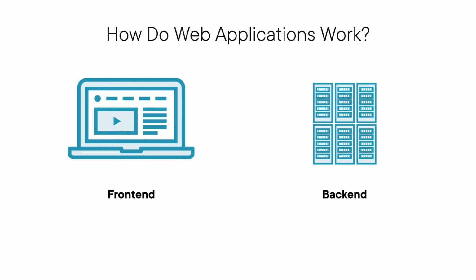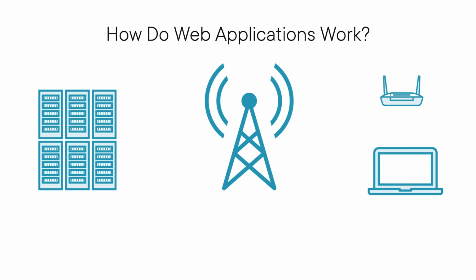So, web applications require an active internet connection to function. When you enter a URL into your web browser, the browser sends an HTTPS request to the server. The server then processes the request and sends back a response. The response includes the front-end code of the web application. The browser then interprets this code and renders the web page to the user.